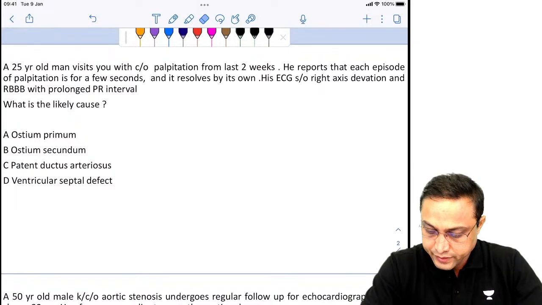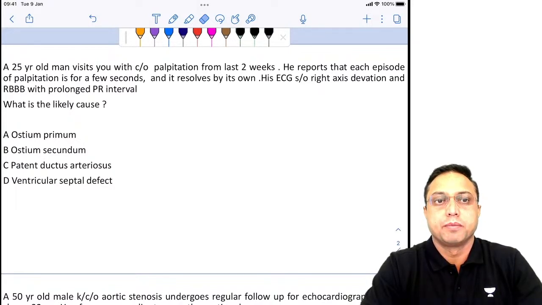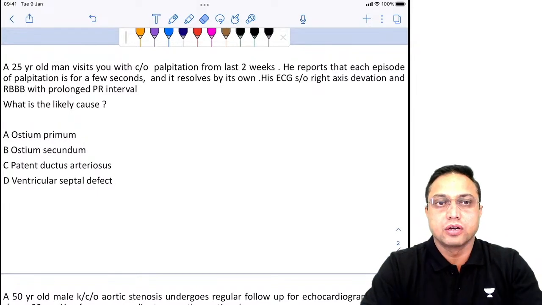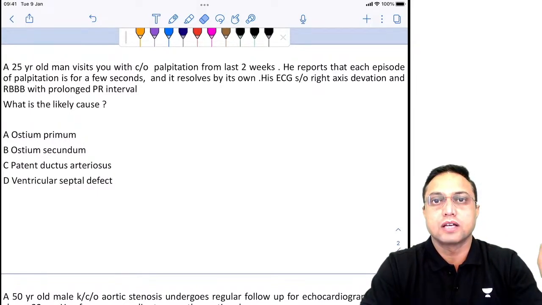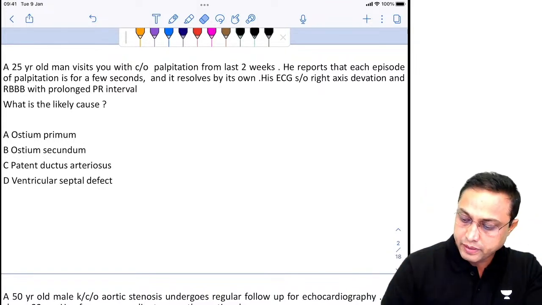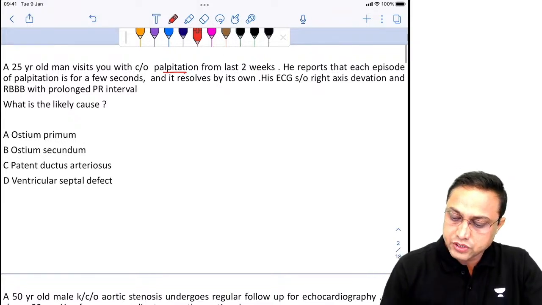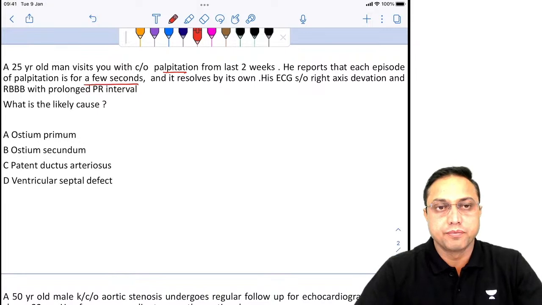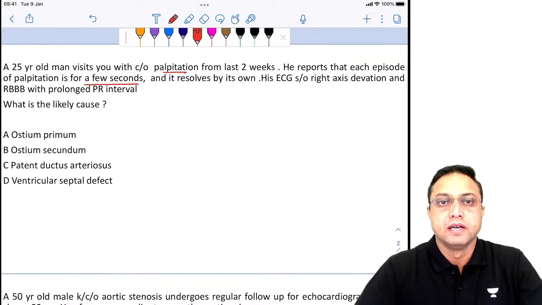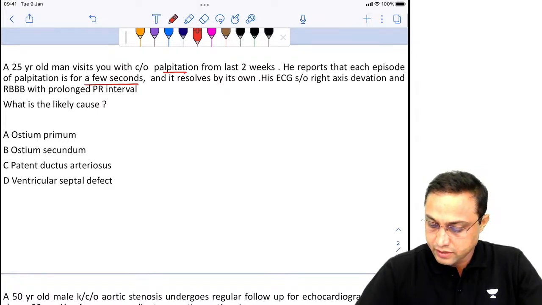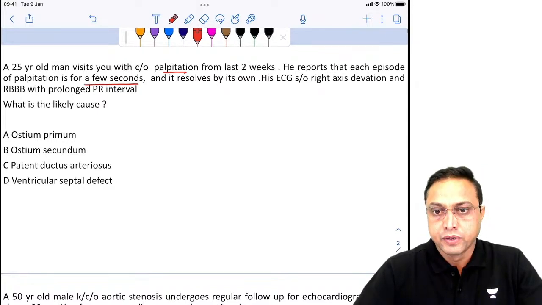What is the likely cause? The options we have are ostium primum, ostium secundum, patent ductus arteriosus, and ventricular septal defect, right? Now let's read the question. A 25-year-old man visits you with complaints of palpitation for the last 2 weeks. So palpitation is one clue. He reports that each episode of palpitation lasts a few seconds, meaning it is short-lived, and it resolves on its own. His ECG is suggestive of right axis deviation and right bundle branch block with a prolonged PR interval. What is the likely cause? Ostium primum, secundum, patent ductus arteriosus, or VSD?